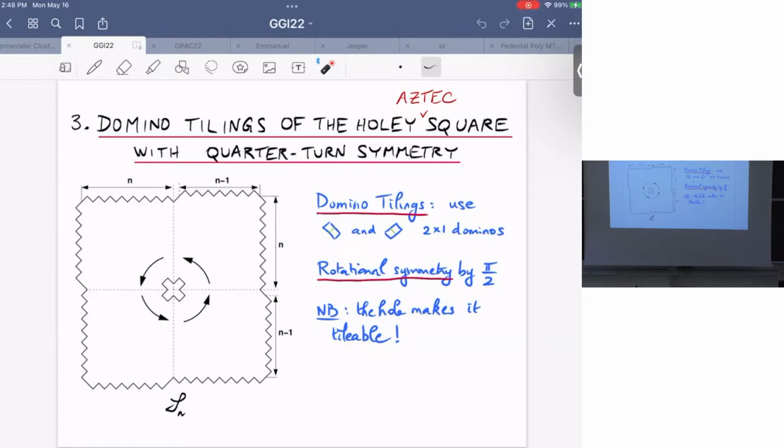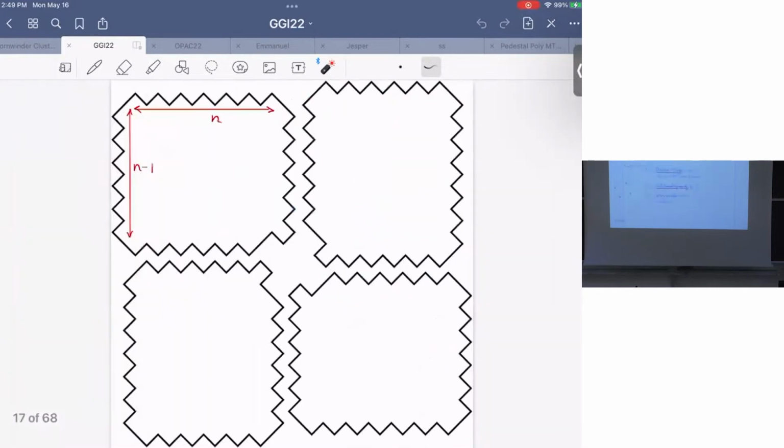was the case for descending plane partitions, but there was this Z3 symmetry, right? Rotational symmetry. So now the natural symmetry would be a Z4, right? So pi over 2, right? A rotational symmetry in my configurations, which will be pi over 2. And the natural object with which to tile this is the dominoes, right? 2 by 1. Okay, so that's the problem: count the domino tilings of this.